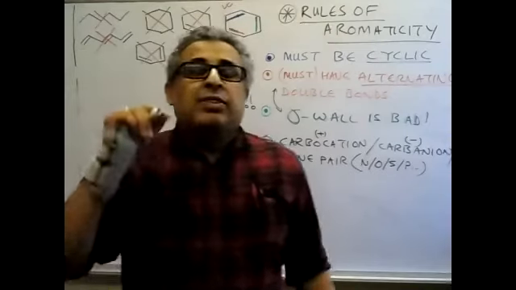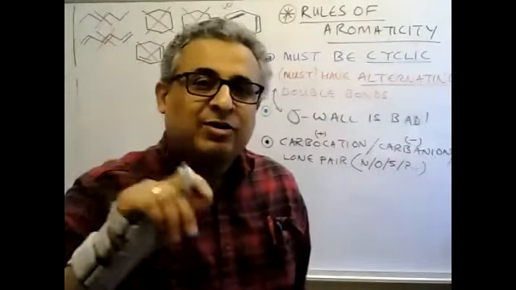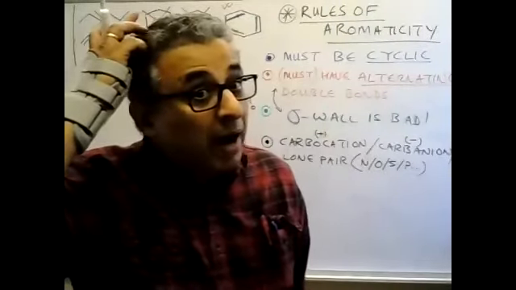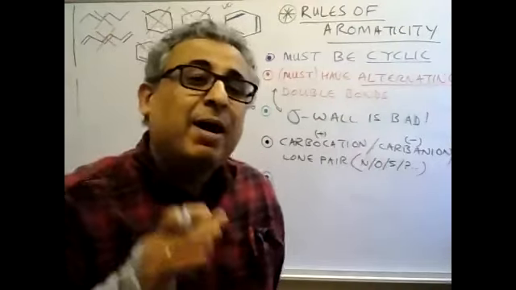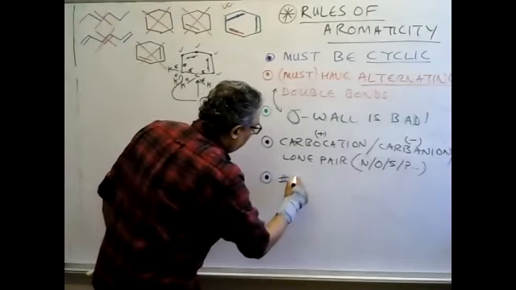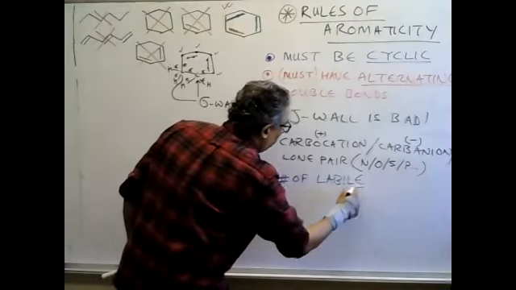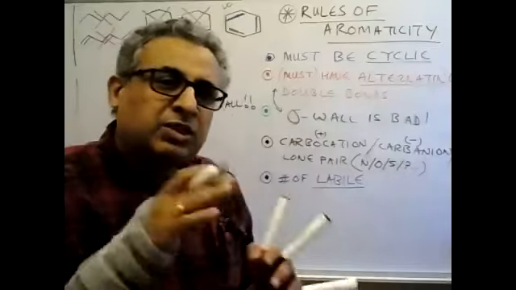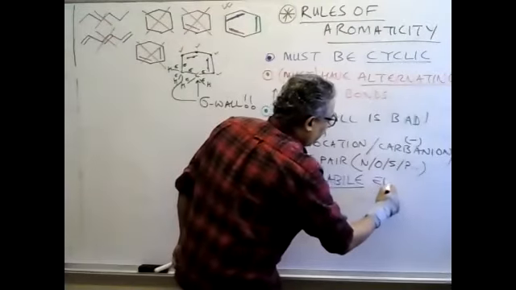Last rule is the number of monkeys, number of labile electrons. Labile means mobile, L-A-B-I-L-E. Most books use the word pi electrons. I don't like to use pi electrons. I like to use the number of labile electrons. If you're not familiar with the word, get familiar. It's like mobile. It's like not stationary. They're not stuck. They're not stagnant. They're moving around. Number of labile electrons.